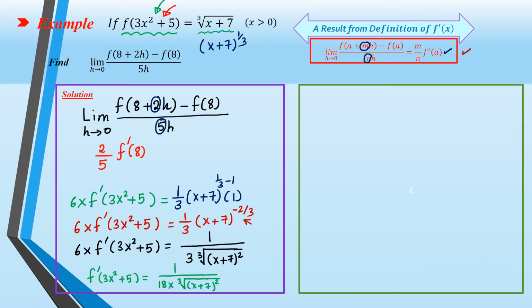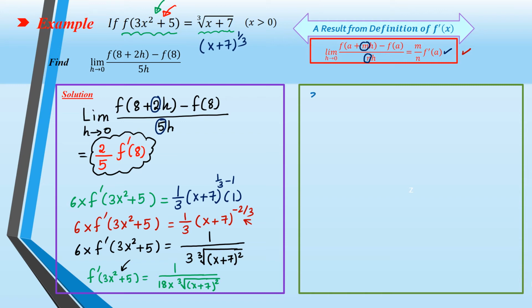Now we'll go to another discussion, how to find our limit, because our limit equals 2 over 5 multiplied by f prime of 8. So you cannot substitute x equals 8, because if you substitute 8 you will get f prime of another number, not f prime of 8. So you have to set the inside function 3x squared plus 5 equal to 8 to get the suitable value of x.